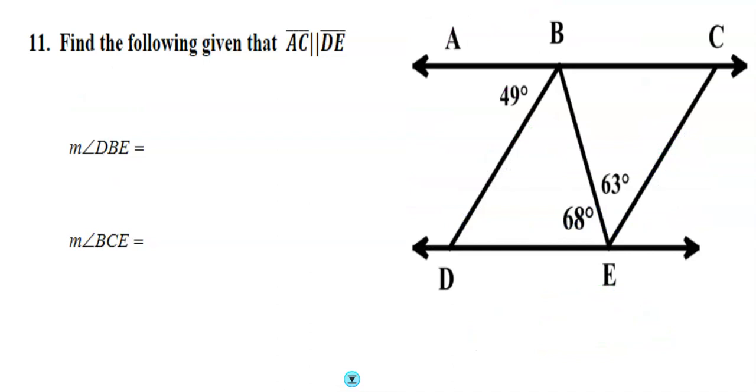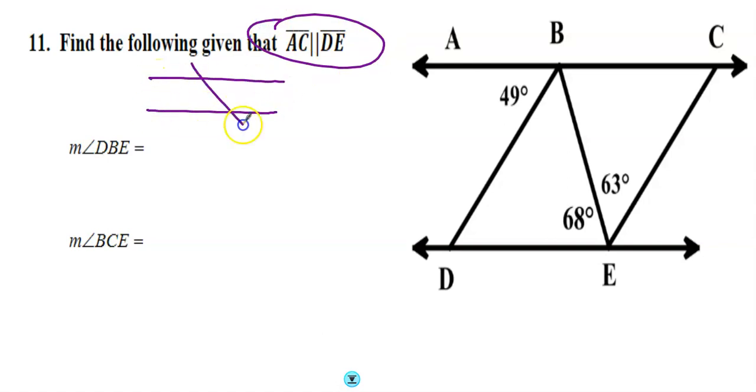What a journey. So find the following given. Oh, here's an indicator. We're talking about parallel lines, people. So let's think about what relationships we know about these magical things. Okay, so DBE. So we're talking about this one right here. Can I make parallel lines here? So if these are my parallel lines, let's look at this transversal right here. Let's cut it.